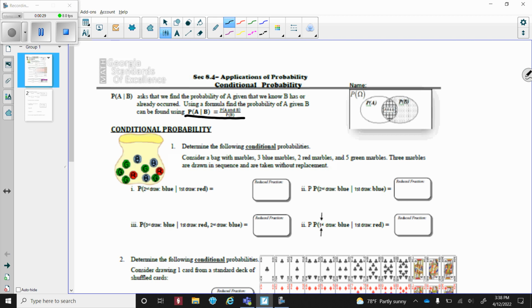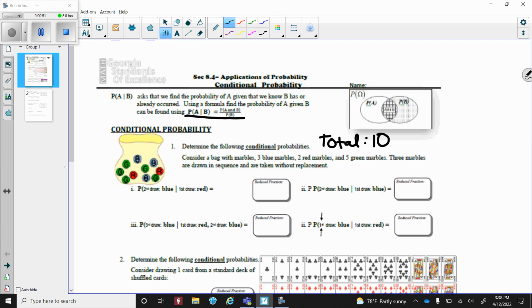Now, we can use that formula, but I'm going to show you something else that we can do specifically for question number 1. For question number 1, it tells us that we have a bag with marbles. 3 of them are blue, 2 of them are red, and 5 of them are green. So that means total, we have 3 plus 2 plus 5, which gives us 10 different marbles.